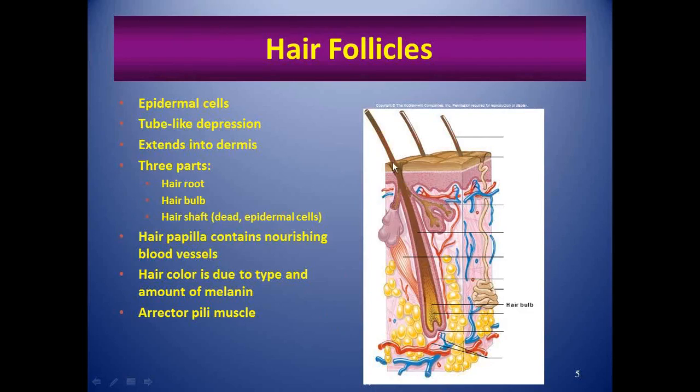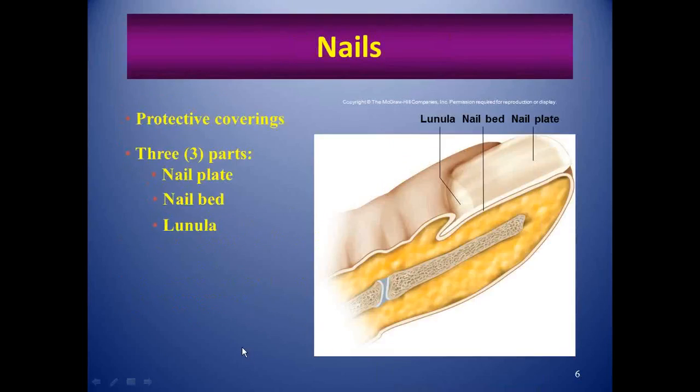And then your particular hair color is going to be due to the amount of melanin pigmentation you have. The more you have, the darker it'll be. And also mentioned earlier, here's an erector pili muscle. That's when you get goosebumps, that causes your hair to stand up.